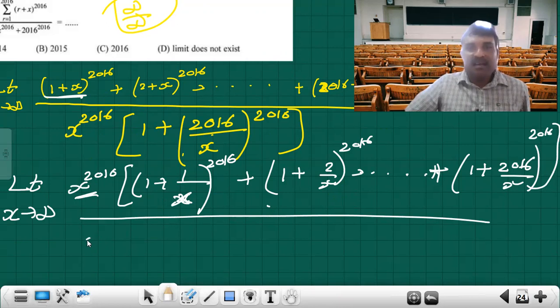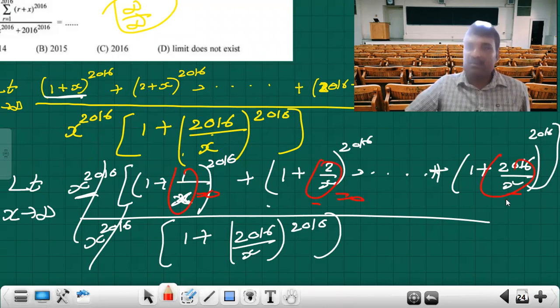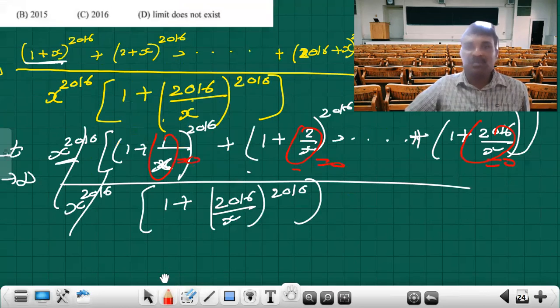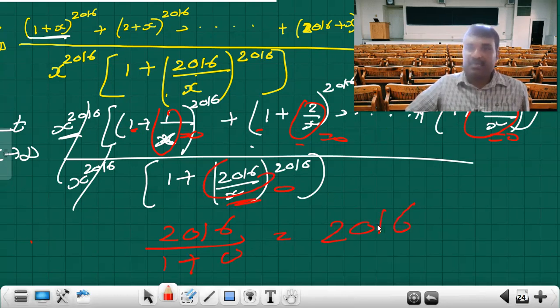Denominator also we have x raised to 2016 multiplied by (1 plus 2016 by x) raised to 2016. This gets cancelled, right? So here we have 1 by x, and x is infinity, so this term becomes 0. 2 by x, this term becomes 0. This whole term becomes 0. So how many times? 2016 times. So in the numerator we have 1, how many times? 2016 times. Divided by 1 plus this term which becomes 0. Right? So the answer is 2016.